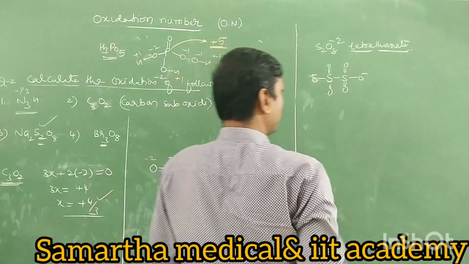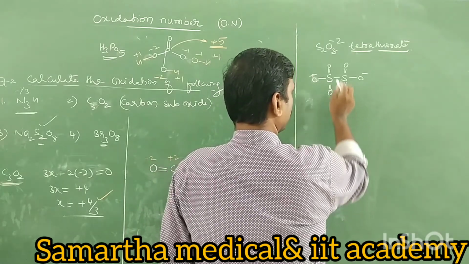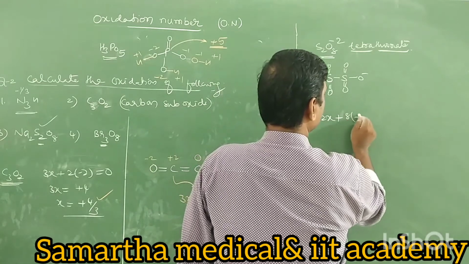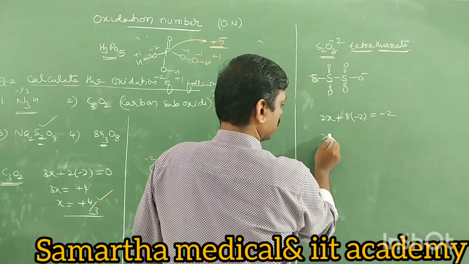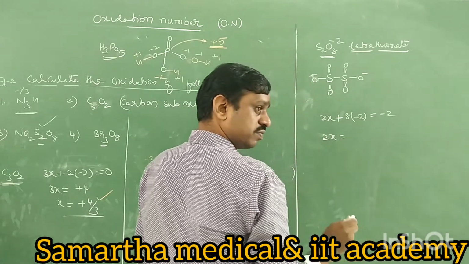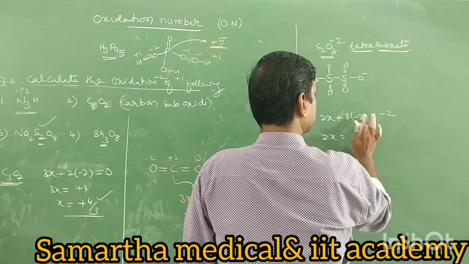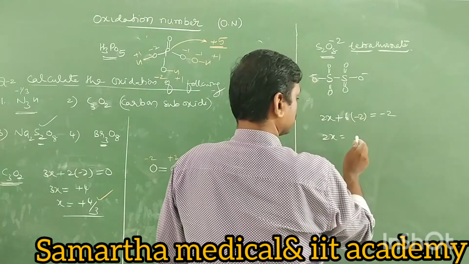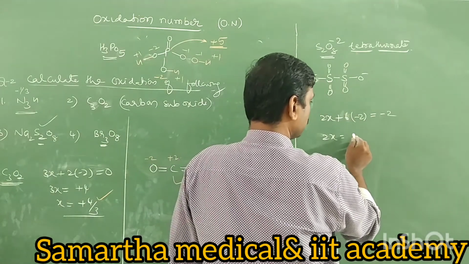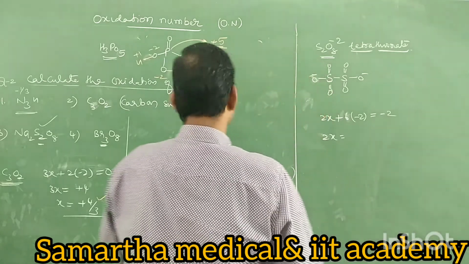If it is 8, it becomes peroxy. Now, if you just calculate here, what oxidation number do you get? 2 sulfur, 2x plus 8 into minus 2 equal to minus 2. What is 2x? If you take 6, it is 12, 2x equal 6 plus 6. If you take 6 means x equals plus 6.